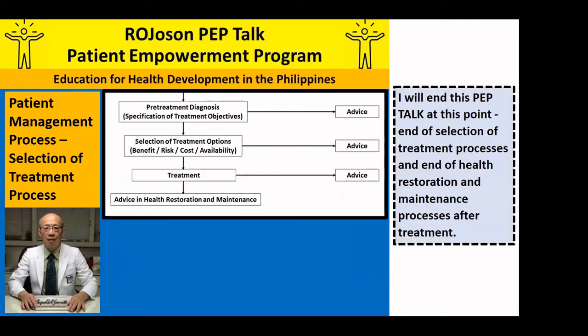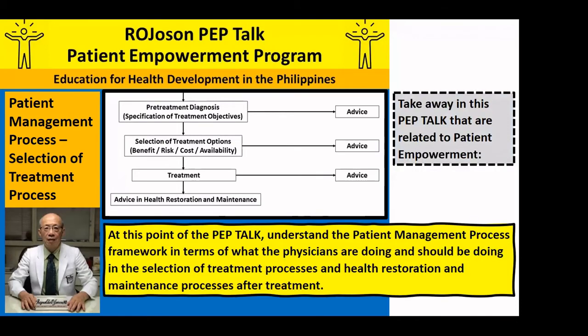At this point, I'd like to end this pep talk because we are just focusing on the selection of treatment processes. Okay, so the other 2 parts will be taken up subsequently. So takeaway in this pep talk that are related to the patient empowerment. At this point of the pep talk, understand the patient management process framework in terms of what the physicians are doing and should be doing in the selection of treatment processes and health restoration and maintenance processes after treatment.